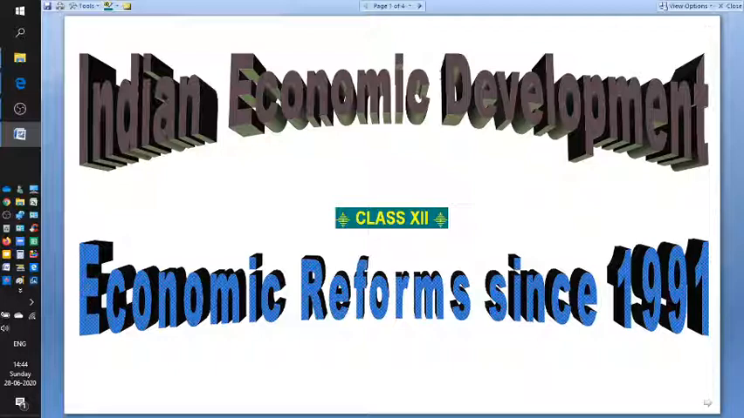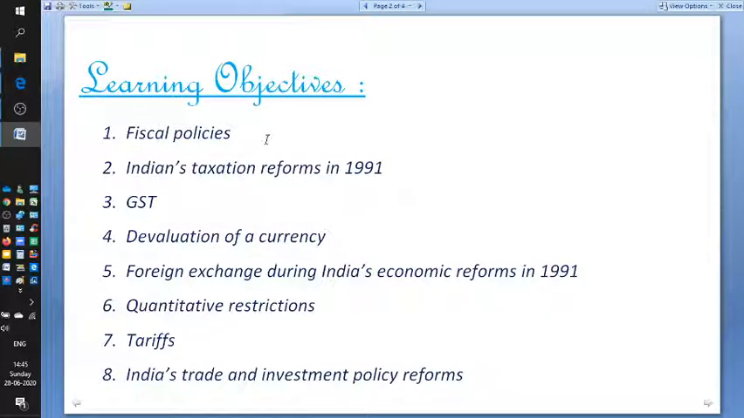Today, continuing with our reforms, we'll talk about reforms in the tax system. We call it fiscal policy. And we'll learn about the reforms in foreign exchange and trade and investment. So on four fronts, we'll look at the reforms in today's session.